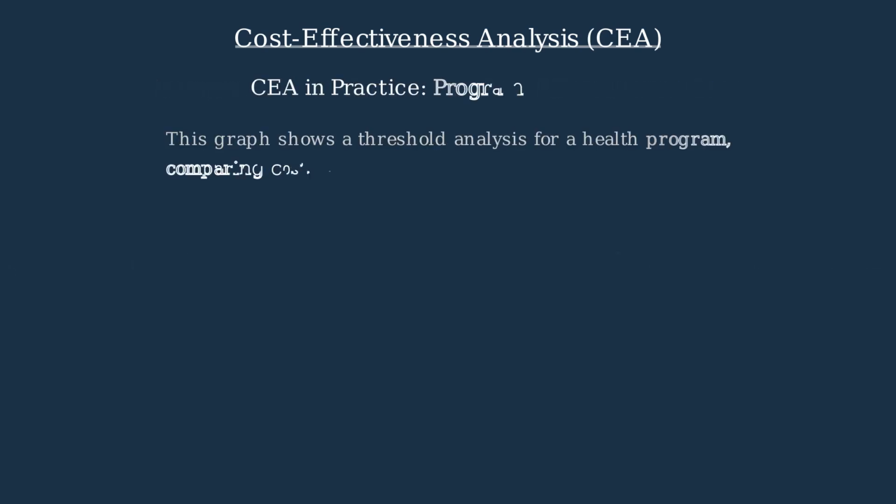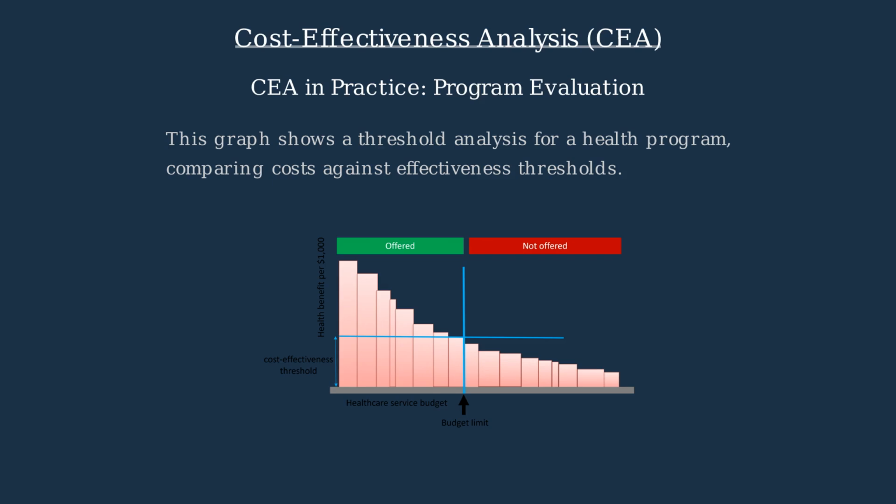Let's look at how CEA is applied in practice for program evaluation. This graph demonstrates a threshold analysis showing how program offerings are evaluated against cost-effectiveness thresholds. Programs on the left side of the threshold are offered, while those on the right are not, based on their cost-effectiveness ratios. Cost-effectiveness analysis helps decision-makers allocate limited healthcare resources to maximize health benefits across populations.